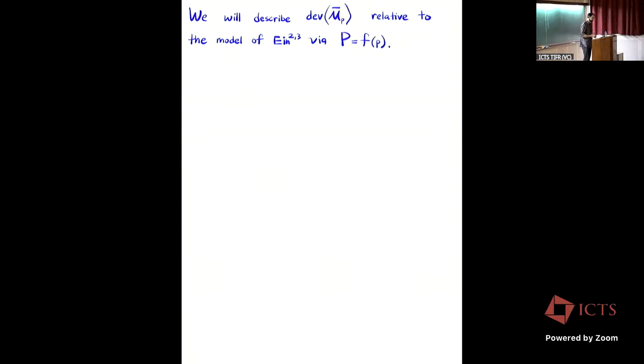So here's the idea. We're going to understand the developed image of the fiber in terms of the model for Einstein 2,3 via the corresponding point in the symmetric space. So recall little p was a point in the universal cover. We want to understand how does this fiber develop. And what we do is we take the little p in the universal cover, feed it into the map to the symmetric space. That gives us a three-plane big P. And we're going to see the fiber in that model.